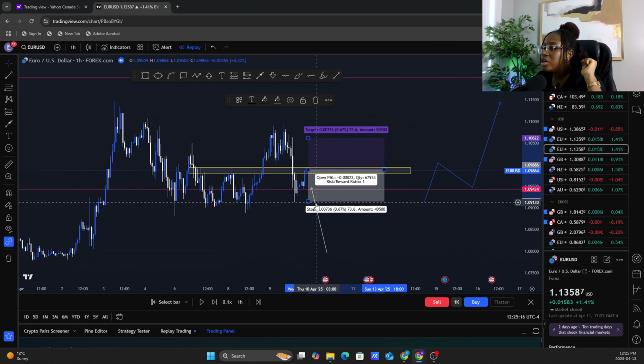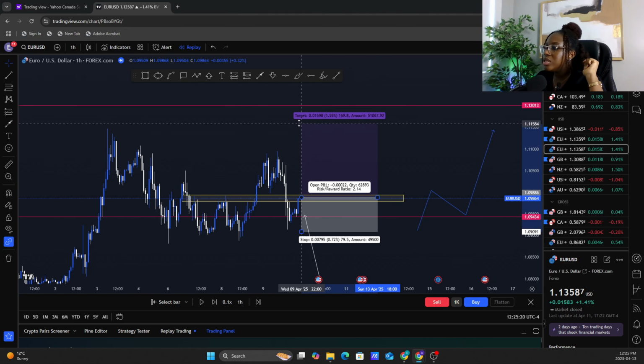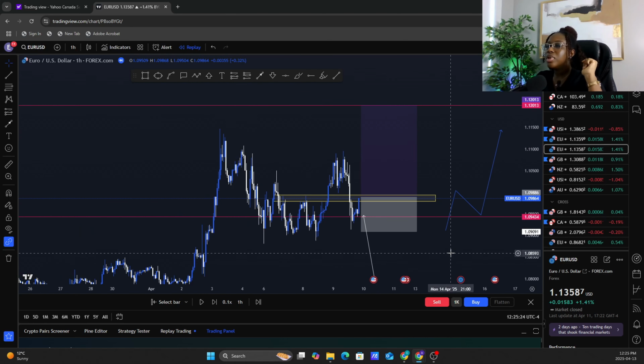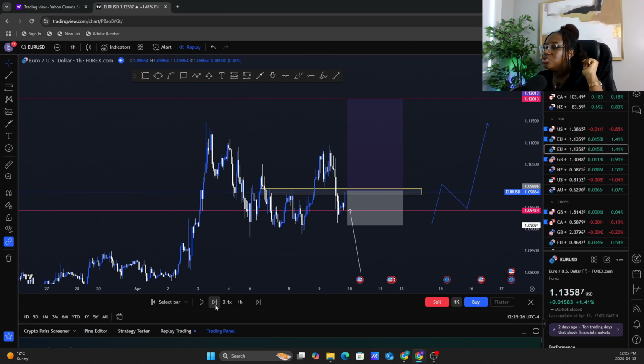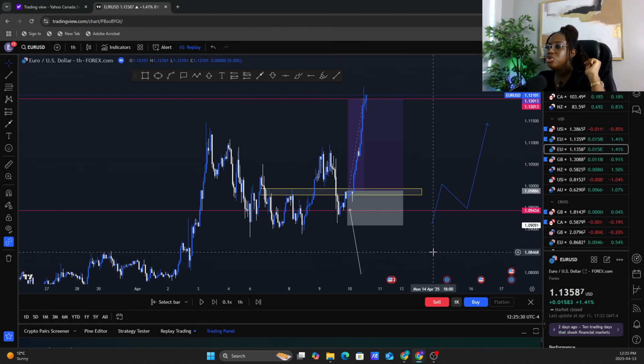Long position here, SL right underneath the zone, target up in this zone that we marked out initially, right? And I got into the trade, and it literally just played out after a little bit of drawdown. Okay, and literally played out.